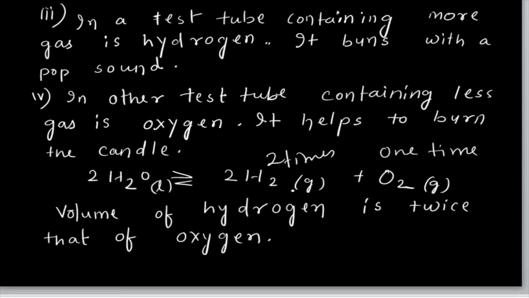But what is the main property of oxygen? It helps to burn the candle. That means oxygen is helpful for burning, and hydrogen itself burns. So that is why you can say hydrogen and oxygen are produced by the electrolysis of water. The volume of hydrogen is twice that of oxygen. It is sure from the equation, and we also observe it practically.